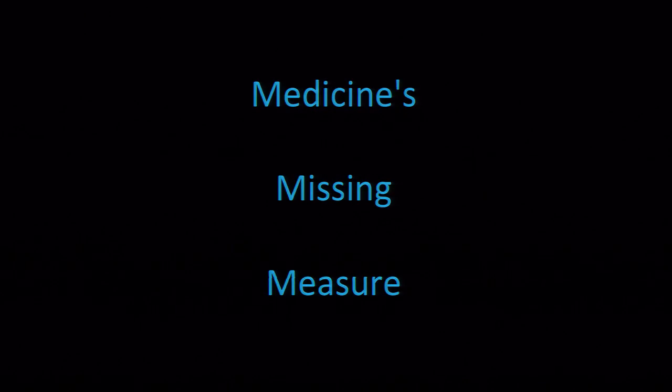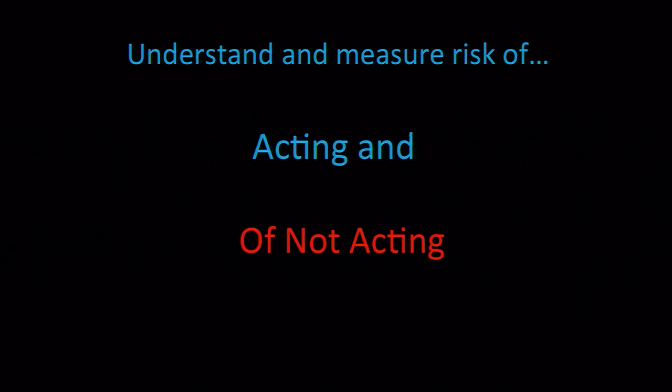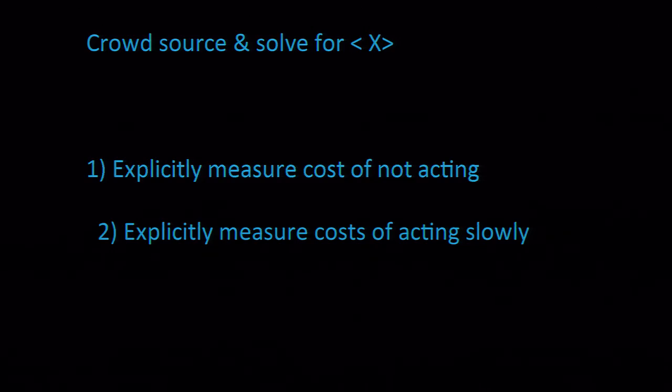So here's my moonshot, small one. I want all of you to crowdsource medicine's missing measurement. What I want you to do is understand and help me understand and measure the risk of acting and not acting. And very specifically, let's explicitly measure what is the cost of not acting, of not creating a medicine, of taking 12 years instead of 4 to bring a medicine to market, in deaths, in disability, life years, etc. And let's explicitly measure the cost of acting slowly so that there is a pressure on university IRBs. Oh my God, I'm going to be embarrassed. Let's take another year. You're going to kill 4,000 people or 5,000 people if you take another year. Let's just make that explicit as you measure your reputation.